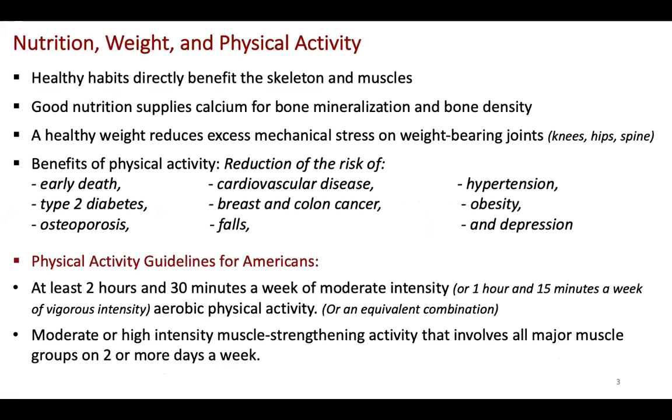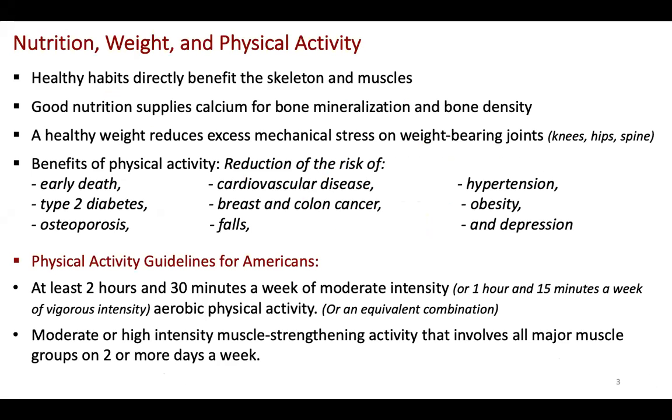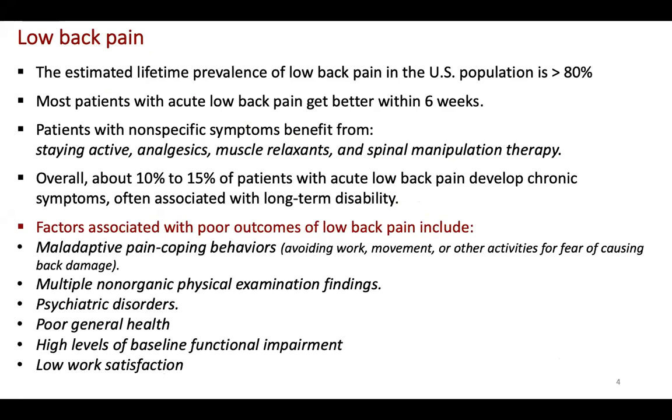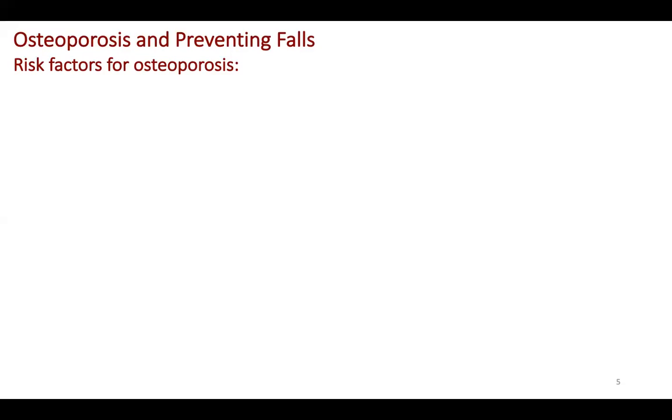Some health promotion items: nutrition, weight, physical activity. We're going to talk about that more in geriatrics, especially in geriatrics. Low back pain is a very common health problem in the United States, and these are the factors that are associated with poor outcomes. Osteoporosis.